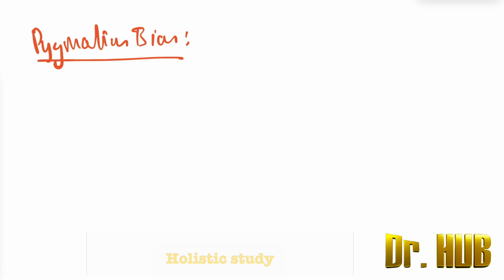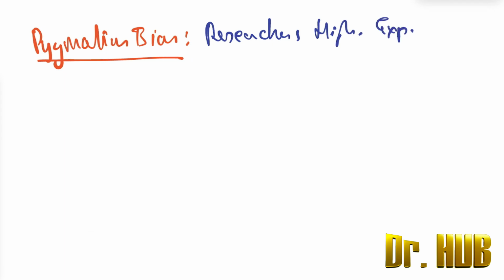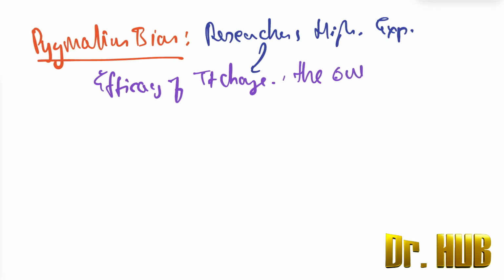Next, we will look at the Pygmalion bias. In terms of the Pygmalion bias, there are the researchers' high expectations of the efficacy of the treatment, which change the outcome of the treatment. This is reduced by blinding.